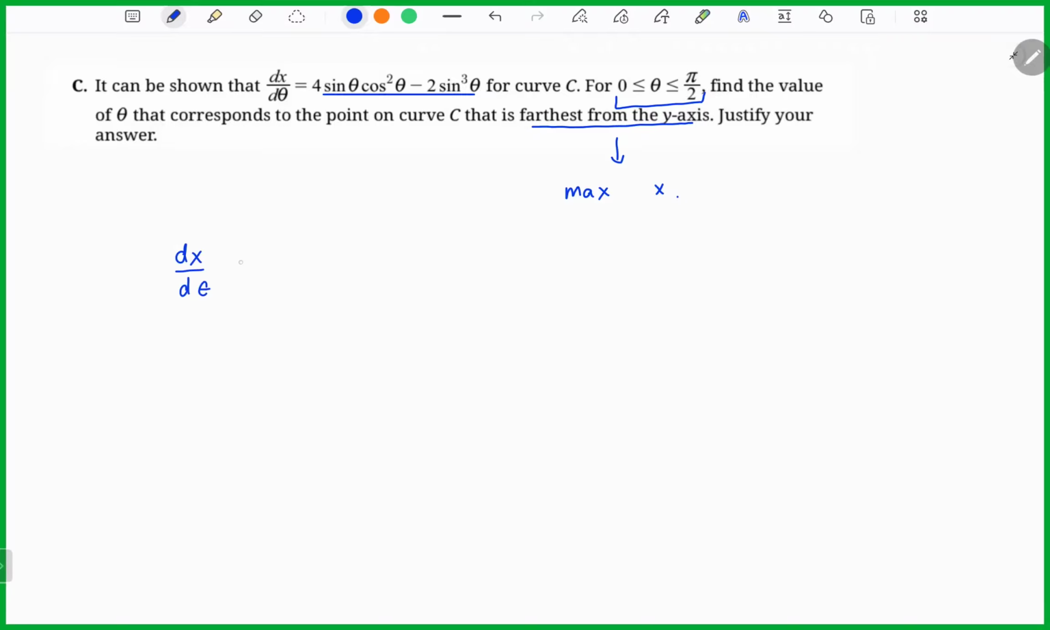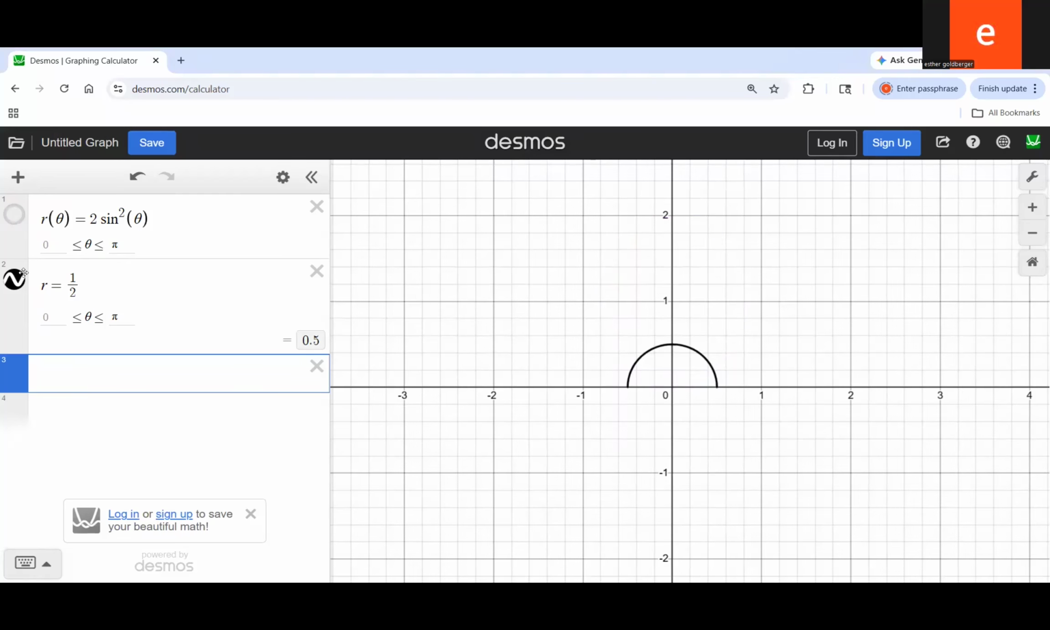And so effectively, we're simply looking for when 4 sine theta cos squared theta minus 2 sine cubed theta is equal to 0. Specifically, we're looking for solutions in the first quadrant. And so this is a computation problem. So let's jump right back to Desmos. And we're looking for when our derivative is 0.